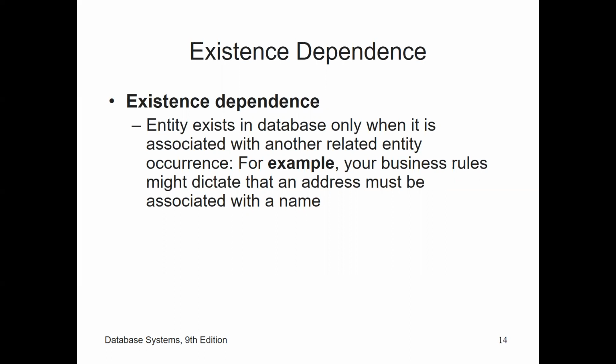For example, if an employee wants to claim one or more dependents for tax withholding purposes, the relationship employee claims dependent would be appropriate. In that case, the dependent entity is clearly existence dependent on the employee entity because it is not possible for the dependent to exist apart from the employee in the database. If an entity can exist apart from all of its related entities, it is existence independent. Then that entity is referred to as a strong entity or regular entity.